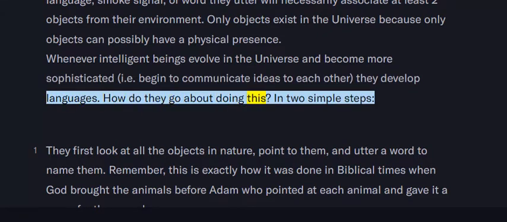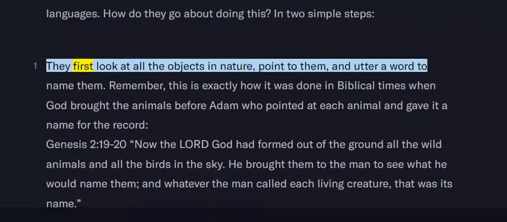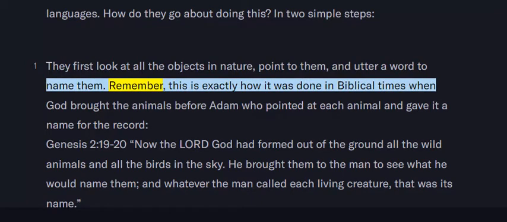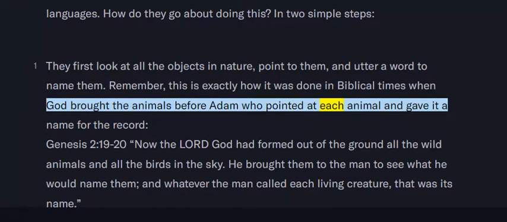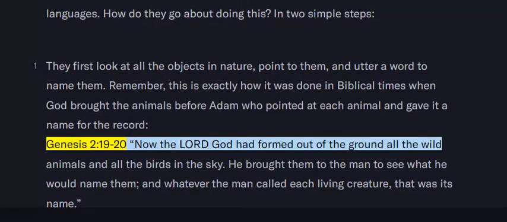How do they go about doing this? In two simple steps. They first look at all the objects in nature, point to them, and utter a word to name them. Remember, this is exactly how it was done in biblical times when God brought the animals before Adam, who pointed at each animal and gave it a name for the record. Genesis 2 verses 19 to 20.